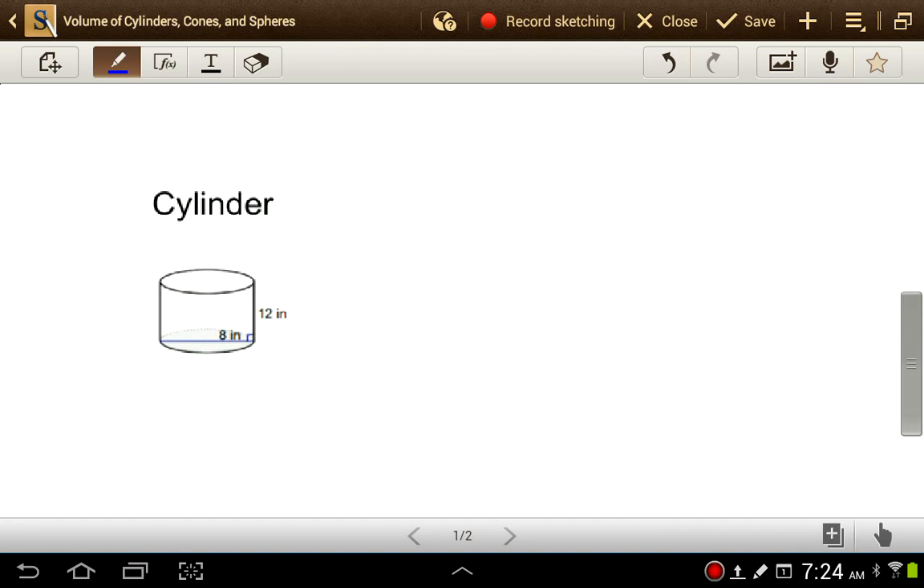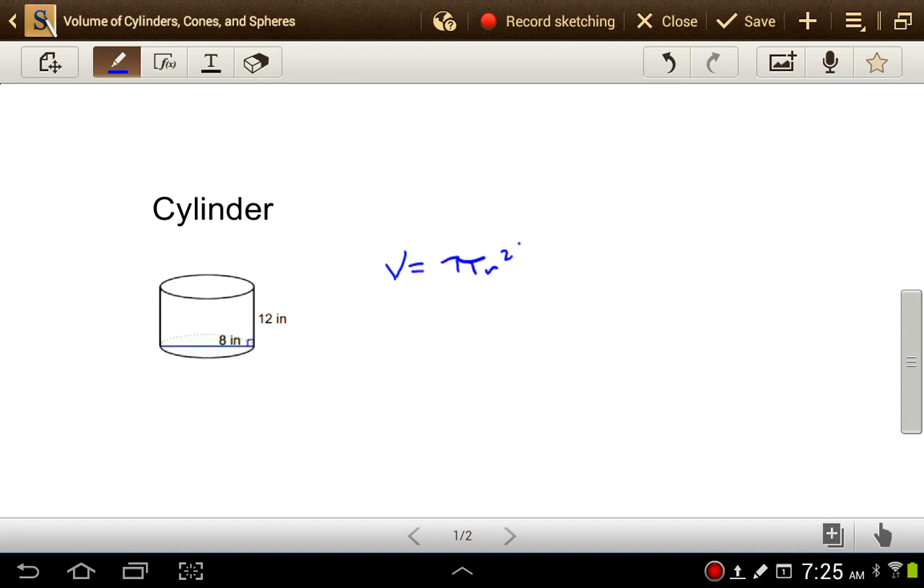Here is our cylinder. So to find the volume of a cylinder, I'm going to use my formula, which is volume equals pi r squared times the height. So I'm going to write that down. Now, it's r squared. 8 is the diameter. So if the diameter is 8, then the radius is just half of that, or 4. So I'm going to be using 4 for my radius. The height here is 12, so that's our height.